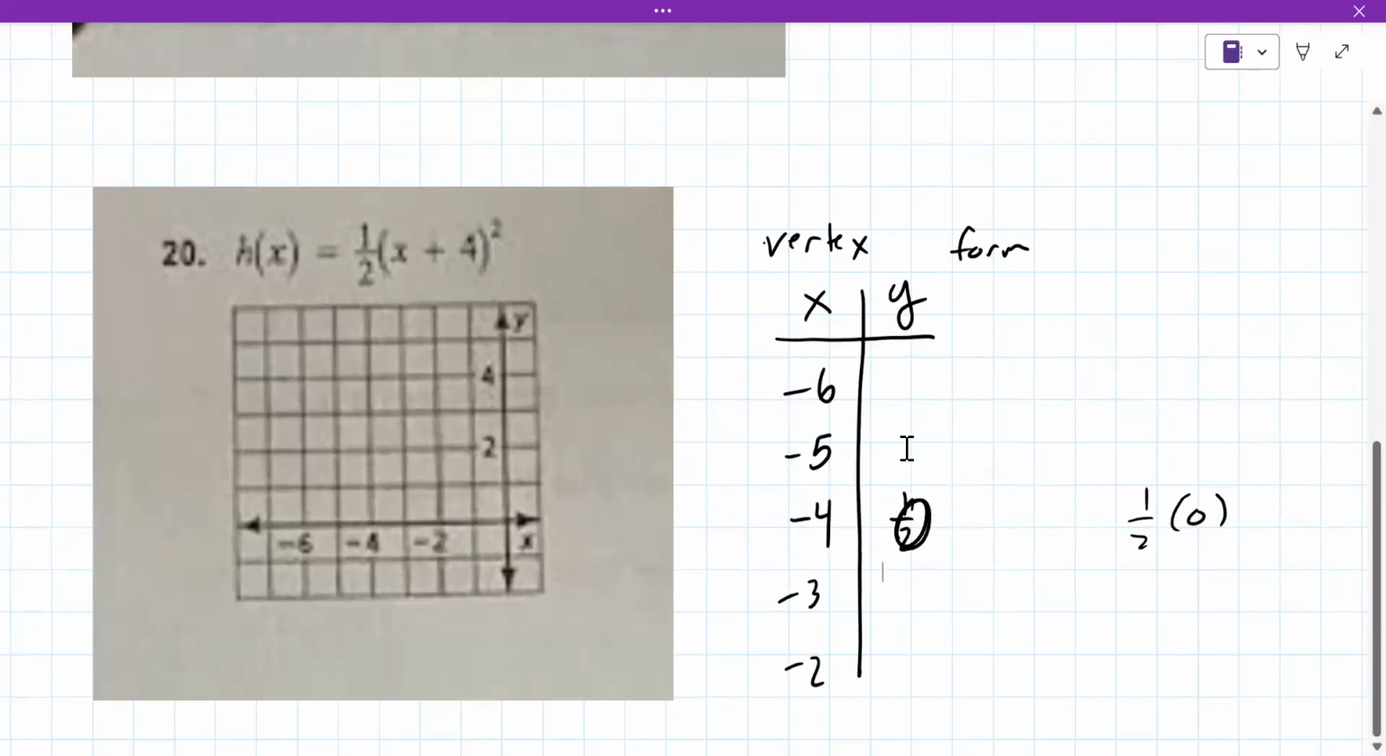-5. It is 1/2. Now, that's kind of a problem, but we'll get to that in a moment. How about -3? What do you expect to get for -3? 1/2. Okay. Now, I don't really like graphing fractions, so we're going to do something in a moment. Try -6 or -2.